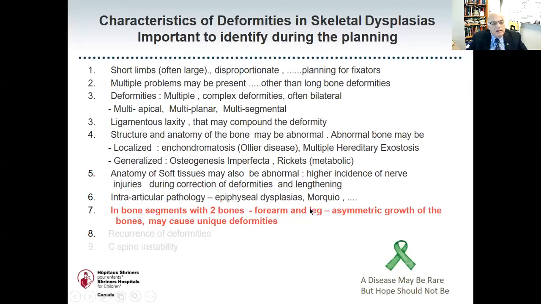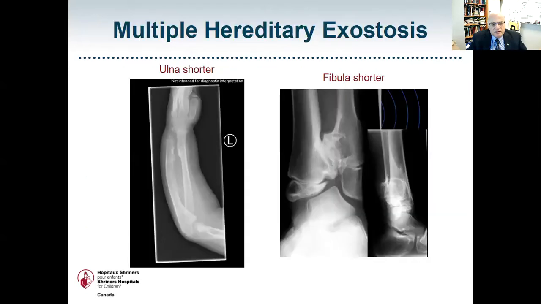The next characteristic is that in cases where two bones are involved, especially in the forearm and the leg, there may be asymmetric growth of the various bones.